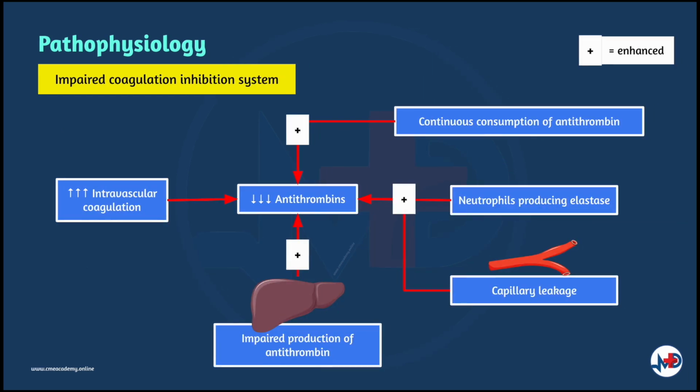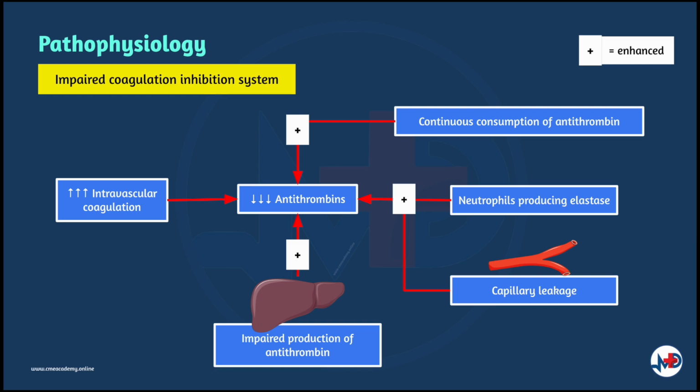In impaired coagulation inhibition systems, the compensatory mechanisms are overwhelmed once intravascular coagulation commences. Antithrombin is markedly reduced in patients with DIC, and this is due to continuous consumption of antithrombin secondary to ongoing coagulation. Furthermore, elastase produced by activated neutrophils also degrades antithrombin as well as other proteins, which leads to even lower levels of antithrombin. Further, antithrombin is lost due to capillary leakage.